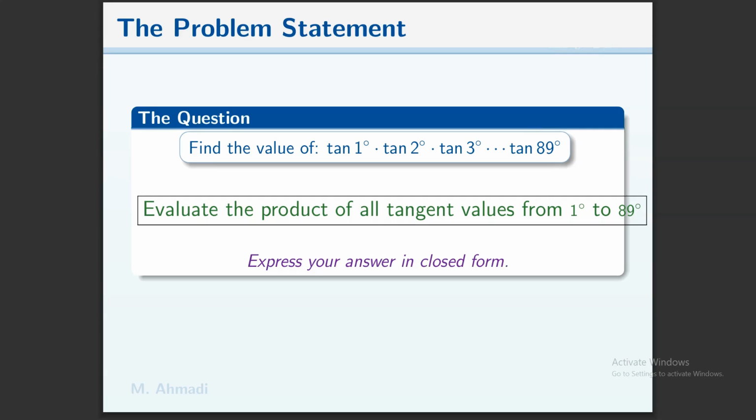Here is our problem. We need to evaluate the product of tangent values from 1 degree to 89 degrees. That's 89 factors. Some of these tangents are very small and some are very large. But instead of reaching for a calculator, let's look for a pattern.